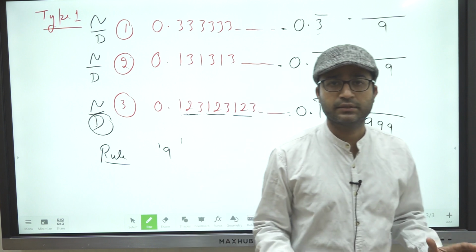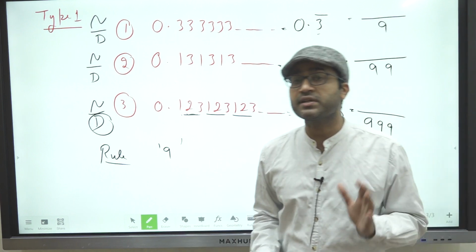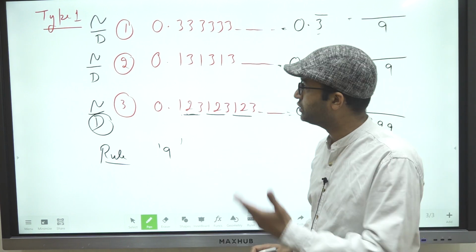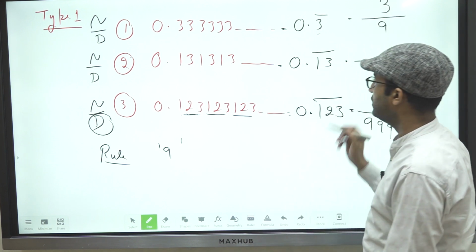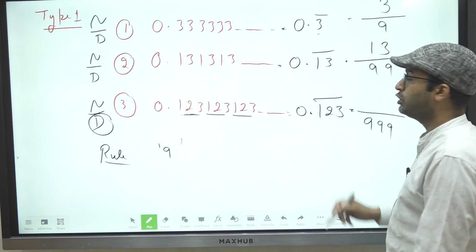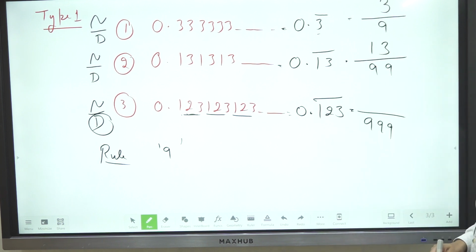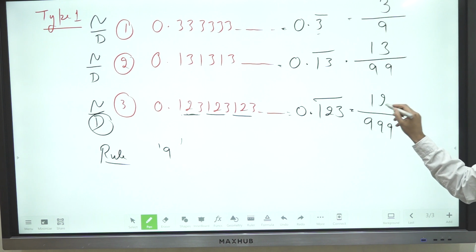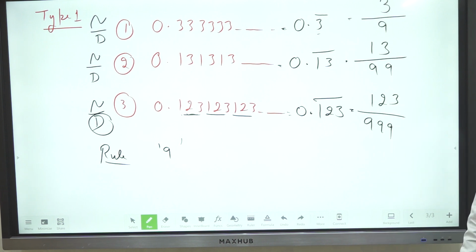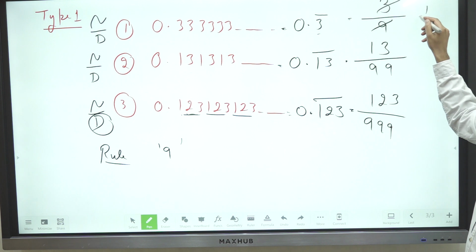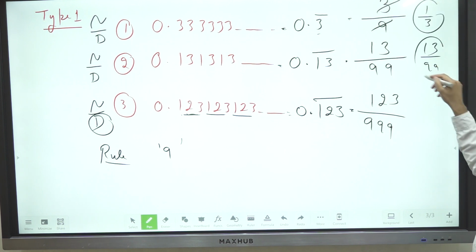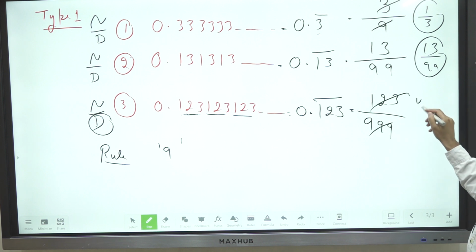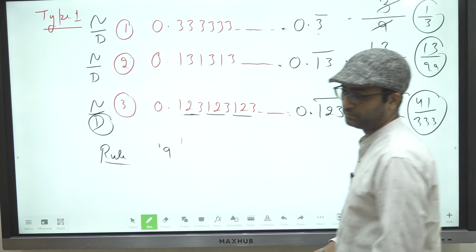As simple as that. Now the numerator is the number as it is, because these are very easy questions. So this is 3 by 9. This is 13 in the second question, so this is 13 by 99. Third question, it is 123 upon 999, but you have to simplify. Here answer is 1 by 3. Here it is the same, 13 by 99. And the third question, if you simplify, it is 41 by 333 we get.